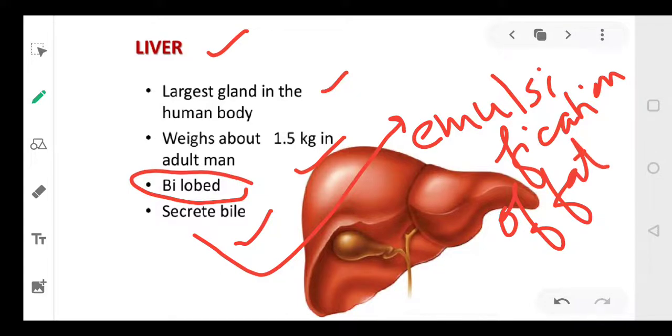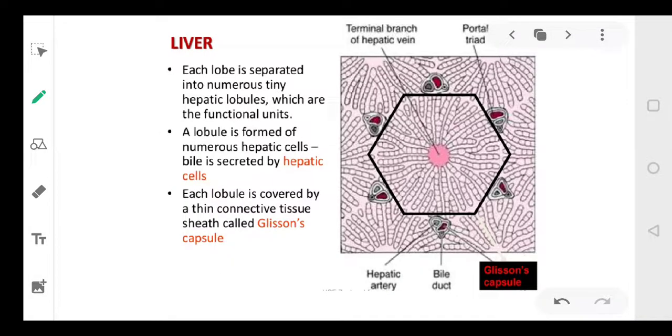Okay, clear? Let's see how liver is arranged, how the lobes are arranged. See, each lobe is separated into tiny hepatic lobules. Like you can see in the diagram, the hepatic lobules are very, very clear. And lobule is formed of various cells, and these cells are called hepatic cells. अब liver के अंदर दो लोब हैं, ठीक है? हर एक लोब के अंदर बहुत सारे cells हैं, and these cells are called hepatic cells.